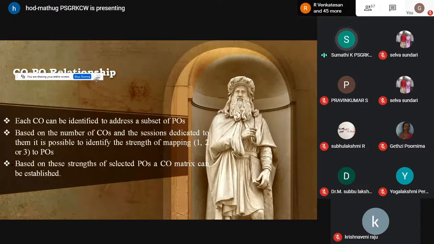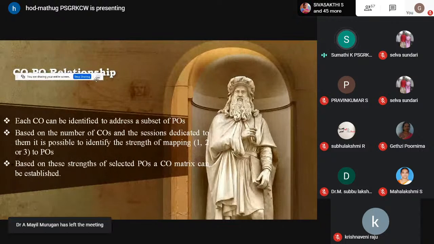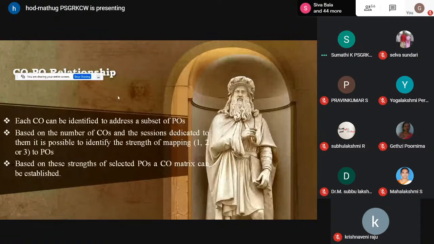Similarly, CO2 will not be addressing PO1, whereas it will be addressing my PO2, PO3 and PO4. So like that, based on the number of COs and the sessions dedicated to them, we can identify the strength of the mapping 1, 2 or 3 to the POs. Based on these strengths of selected POs, a CO-PO matrix can be established. So, for measuring PO in the direct method, a CO-PO matrix is used to measure the PO. The COs are linked to the PO using the CO versus PO matrix as stated in the course syllabus blueprint.